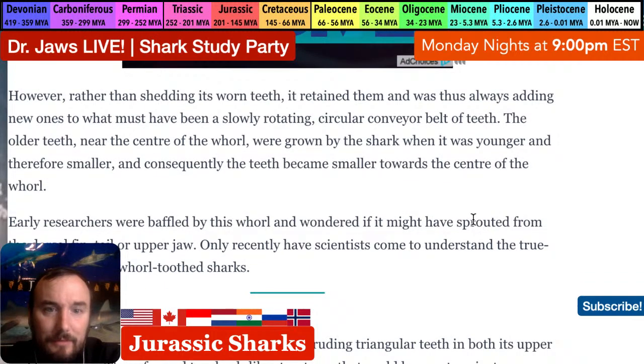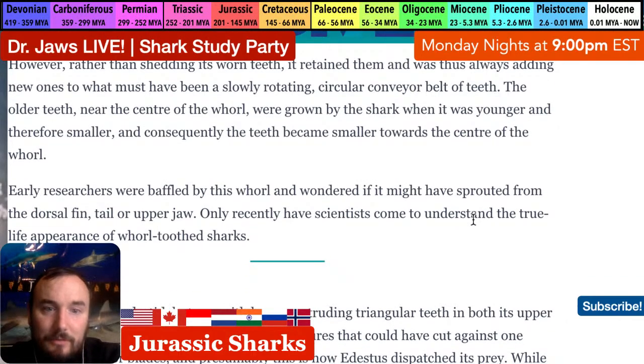The older teeth near the center of the whorl were grown by the shark when it was younger and therefore smaller, and consequently the teeth became smaller towards the center of the whorl. Early researchers were baffled by this whorl and wondered if it might have sprouted from the dorsal fin, tail, or upper jaw. Only recently have scientists come to understand the true life appearance of whorl-toothed sharks.